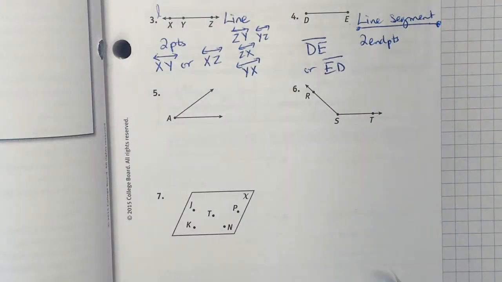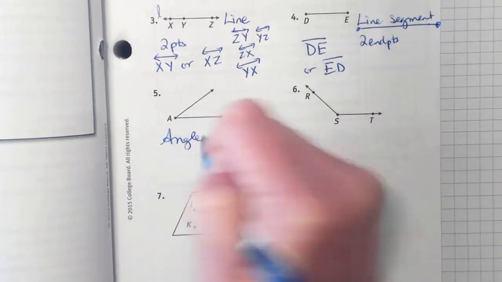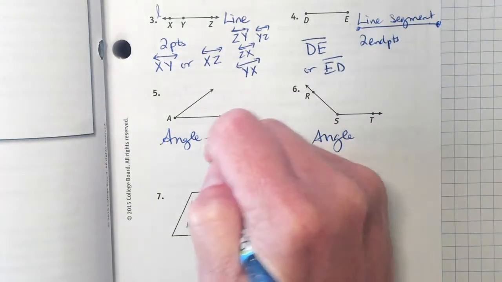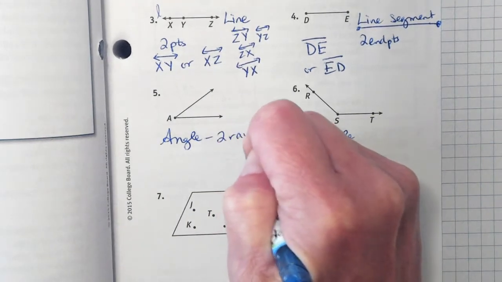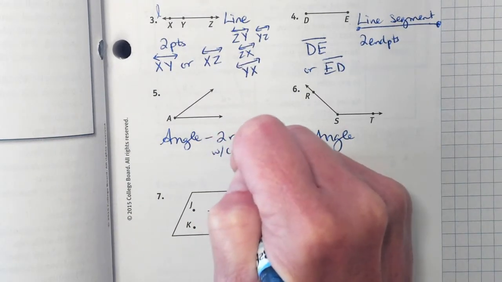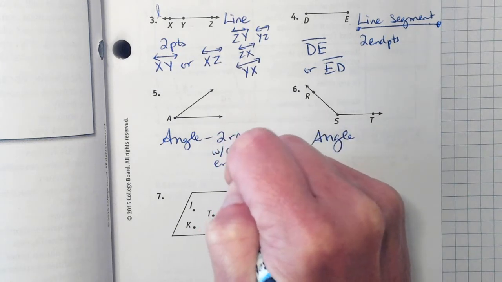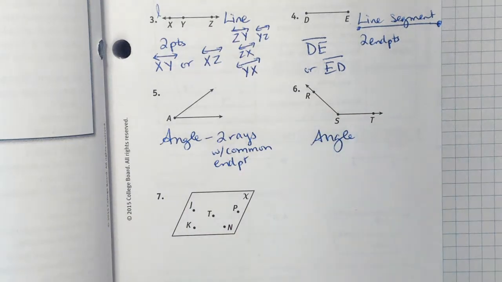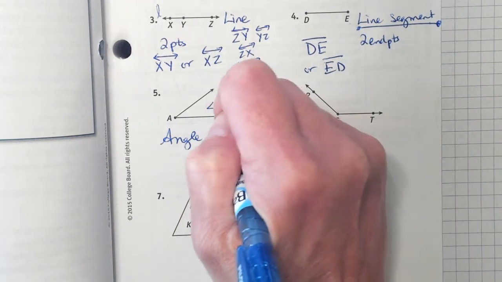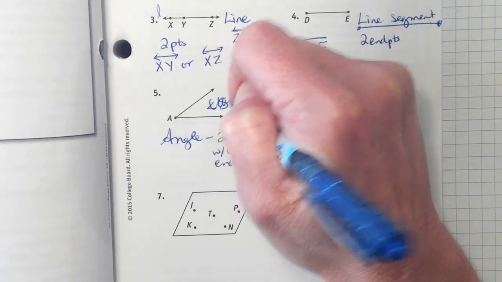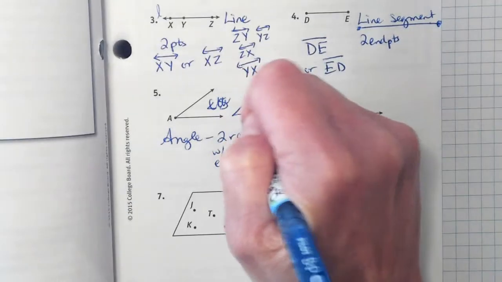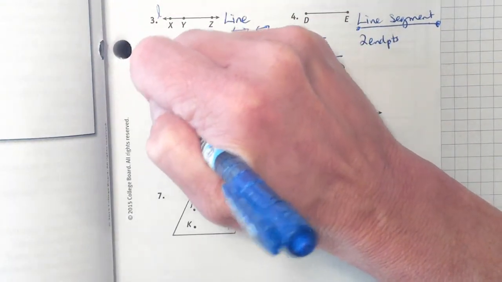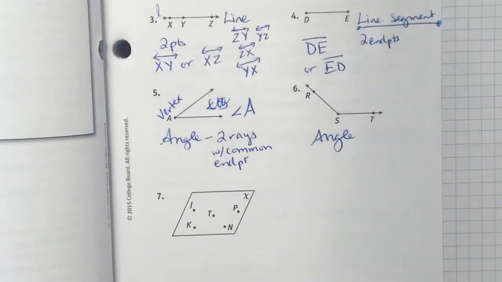Number 5 is an angle. And you'll also notice number 6 is also an angle. An angle consists of 2 rays with a common endpoint. So we can see those arrowheads shooting out. That common endpoint is A. On number 5, we would name this angle A, because this point right here is what we call our vertex.